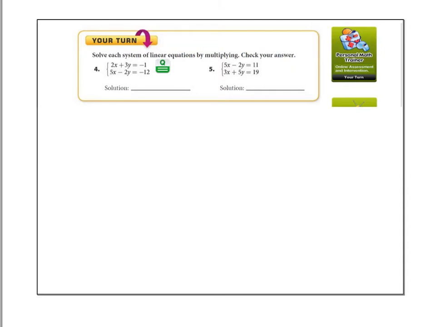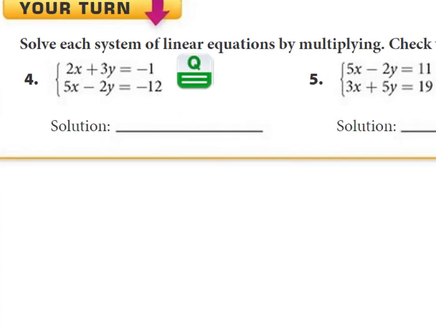So now here we have 2 problems to do. We're going to do number 4 together and leave you to do number 5. So number 4, I can either make my x's match or my y's. Either way doesn't matter. It's up to which one you find easier.